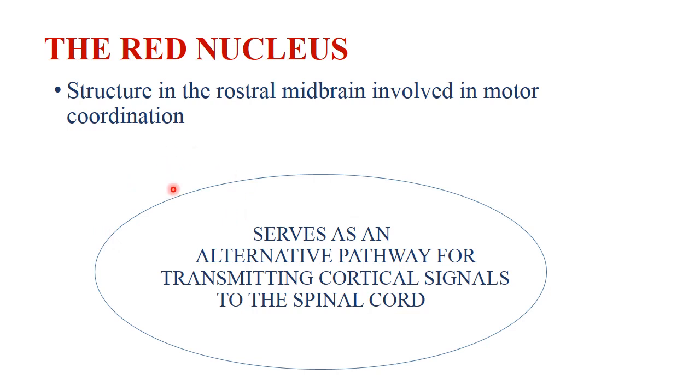Okay, so it's a structure located in the rostral midbrain, involved mainly in motor coordination. How it's involved in motor coordination, we will see now. It serves as an alternative pathway for transmitting cortical signals to the spinal cord. It's an alternative, not the main one. The main one is the corticospinal.